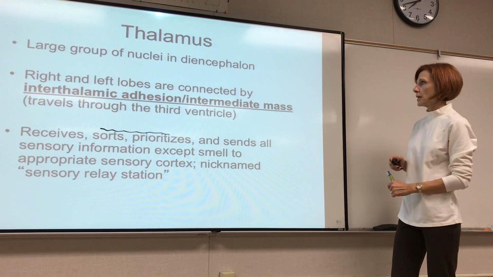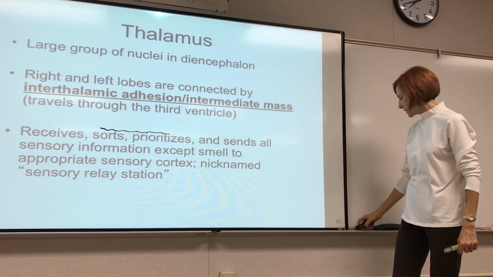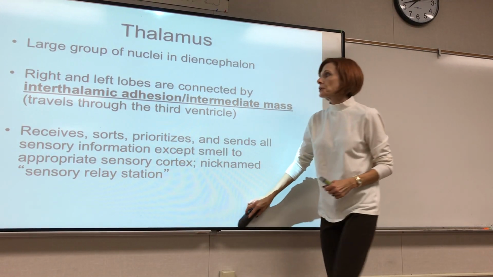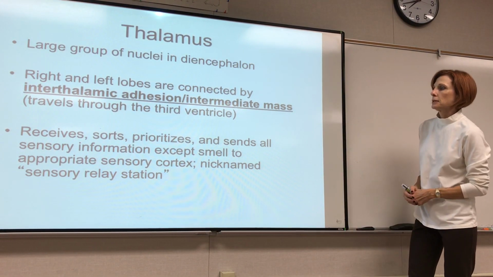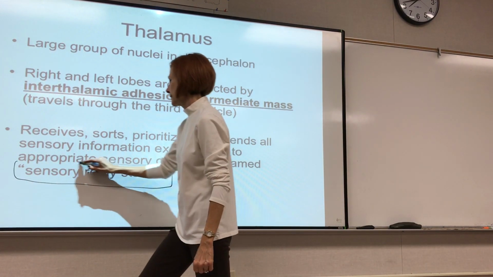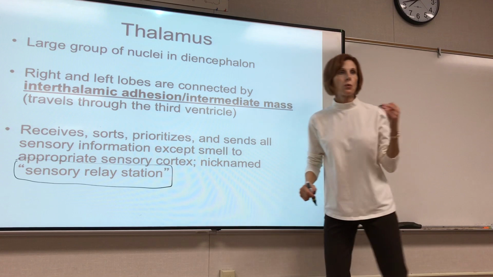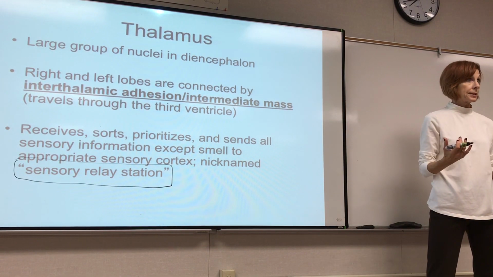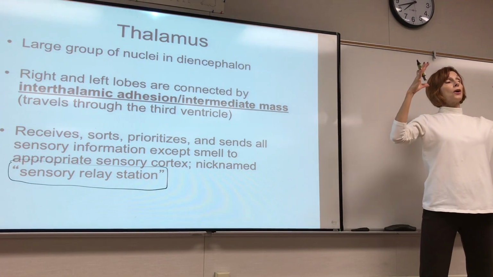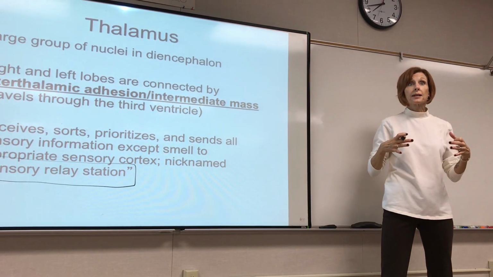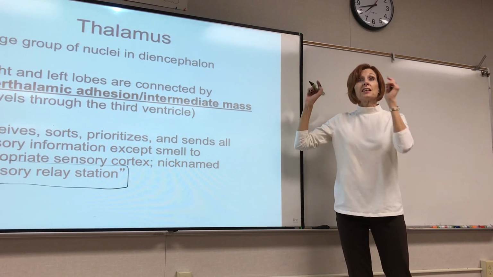Okay, so let's talk about the thalamus. This is that big area that's kind of in the middle of the diencephalon. You can think of this as being the sensory relay station. This is just an easy way to remember what it does. I think that's a good nickname to remember because that's really what the thalamus does. It receives all of the incoming sensory information when it goes to the brain. The first place it's going to go is the thalamus.